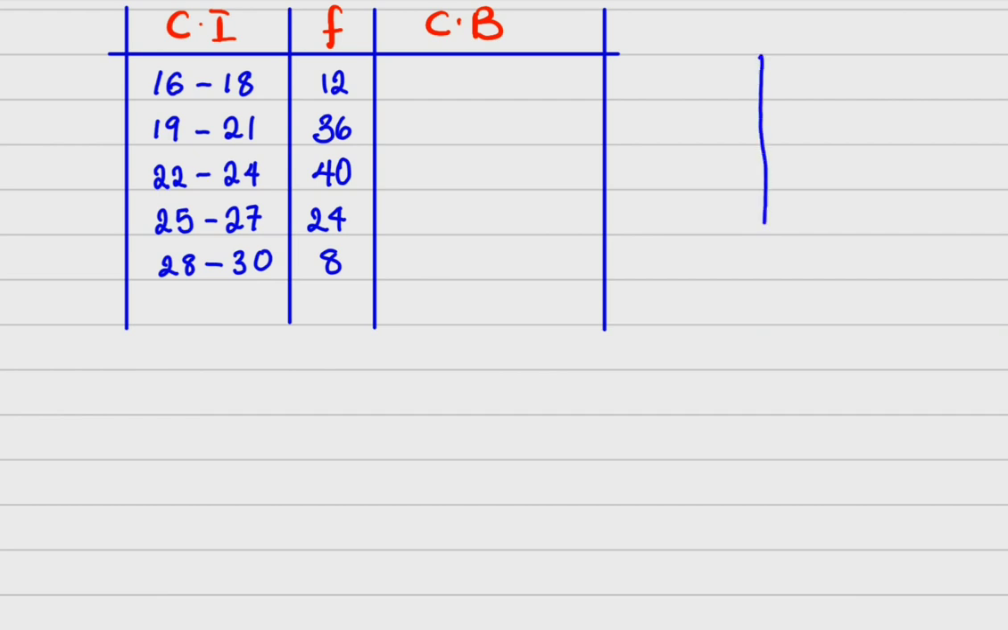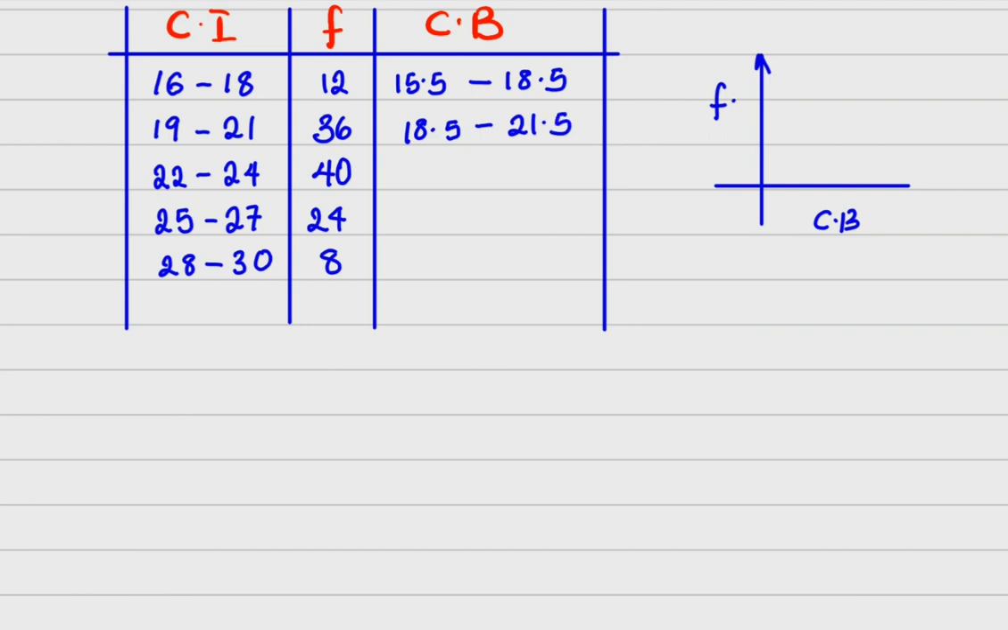What I'm saying is this. This is the y-axis, and this is the x-axis of a graph. Here is supposed to be class boundary, and here is going to be frequency. So let me get the class boundaries. This is going to be 15.5 to 18.5, and this will be 18.5 to 21.5, and it continues. Now you can see I have everything completely.